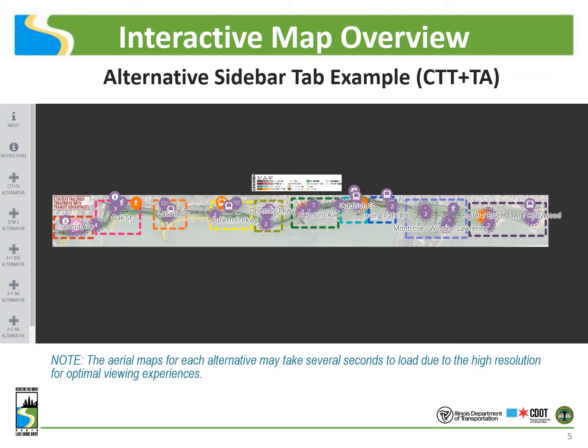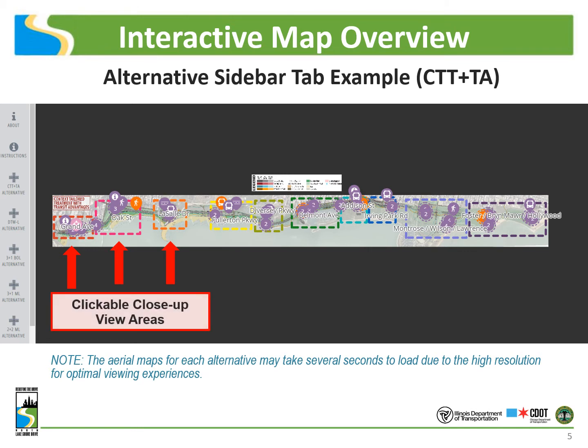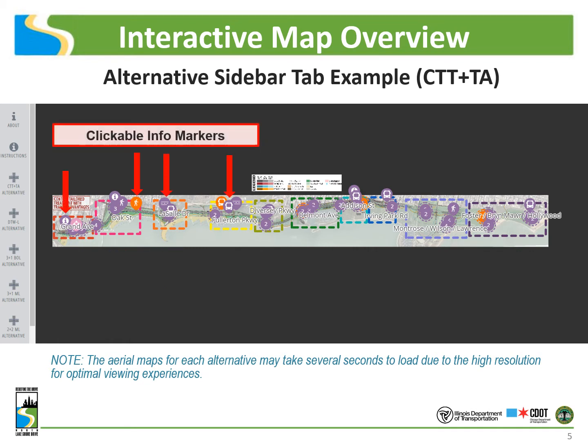The alternative aerials are the most interactive part of the map feature. Here, you can zoom in and out and pan around the area freely. Additionally, each colored and dashed rectangle is clickable. Once clicked, the screen will automatically zoom into that close-up view of the area or junction. The circular pins within each rectangle are info markers. These info markers highlight key features along the corridor for each alternative.